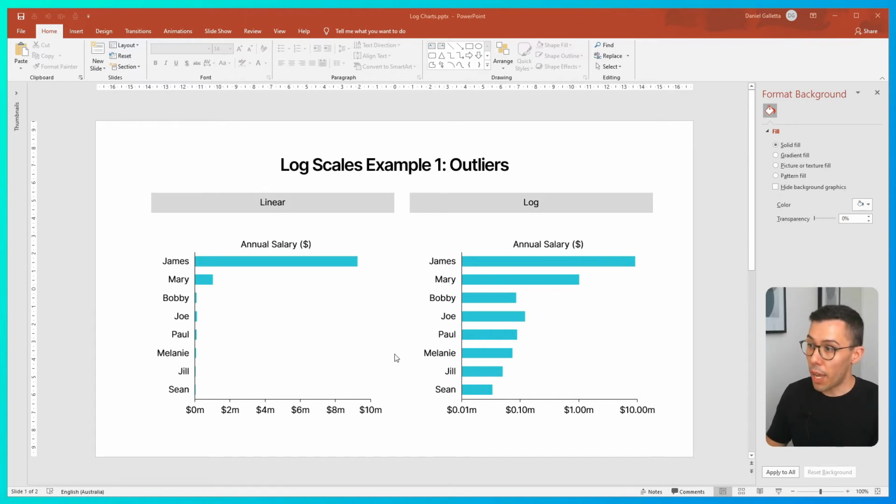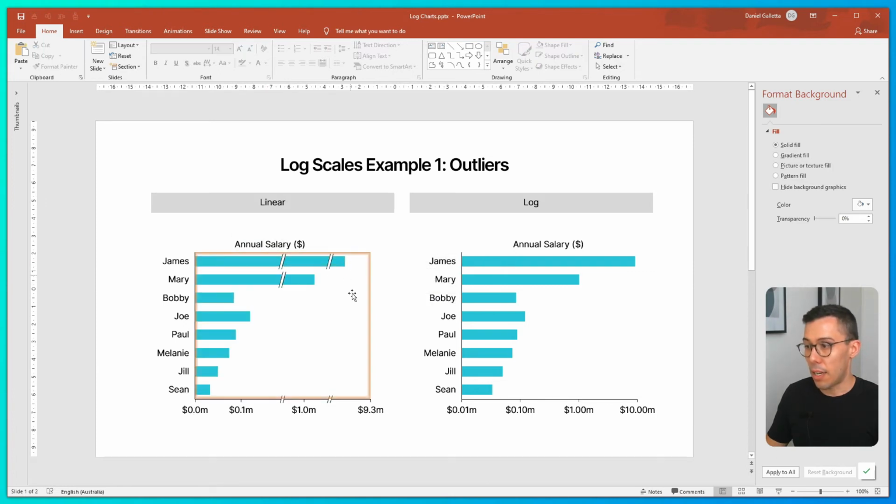So if I add a series break to our linear scale, I can see here that James earns about $9.2-9.3 million. I can see that Mary is a little bit over a million, and I can see, you know, Joe's over 100,000, Paul's about 100,000, and Sean, actually, now I can see that Sean earns about 30k a year because he sits a third of the way up between 0 and 100,000.